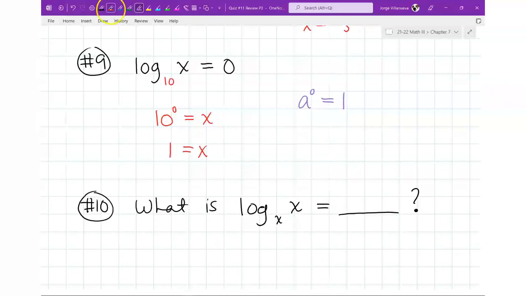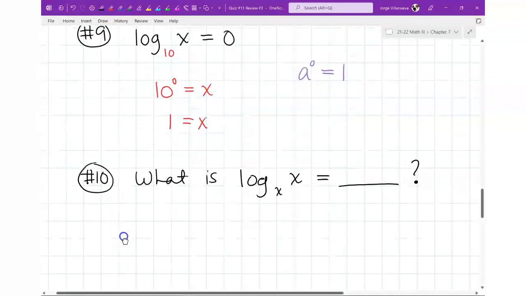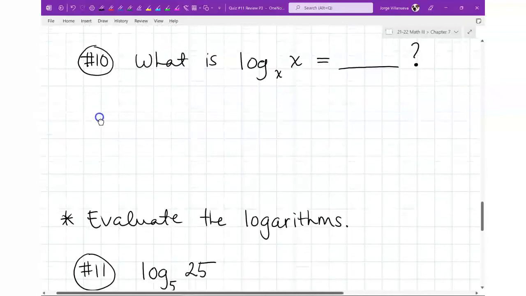So there you go. Kind of a weird looking problem, not hard to do. Just remember this property: anything to the 0 power is going to be 1. All right. Question 10.